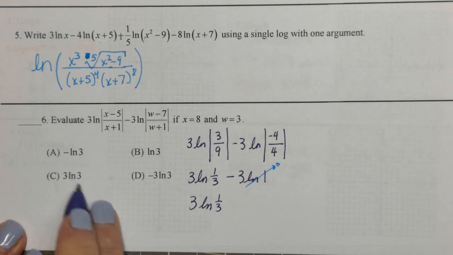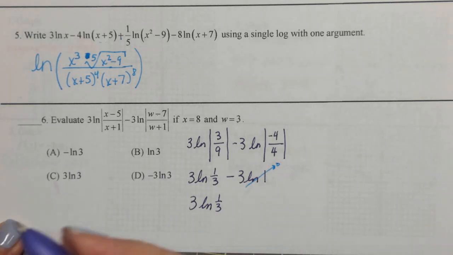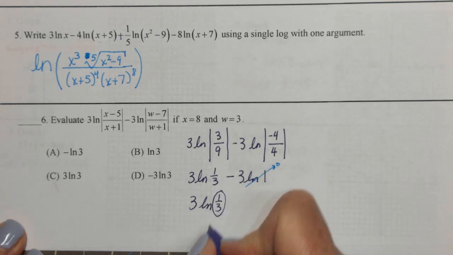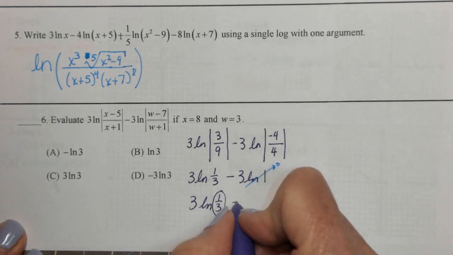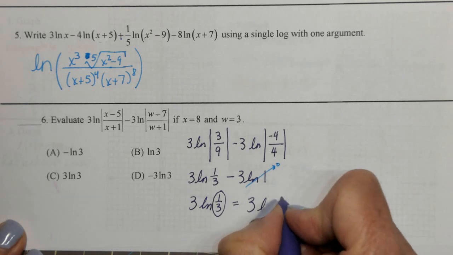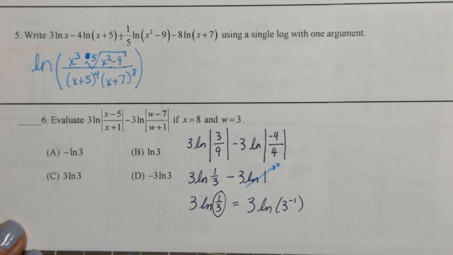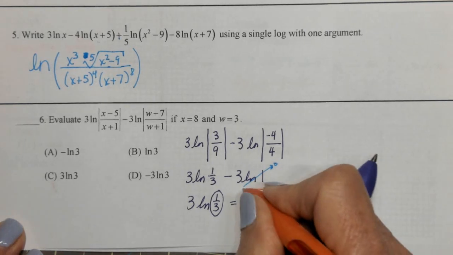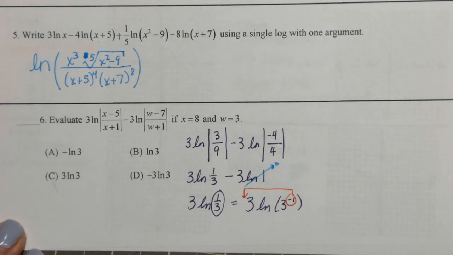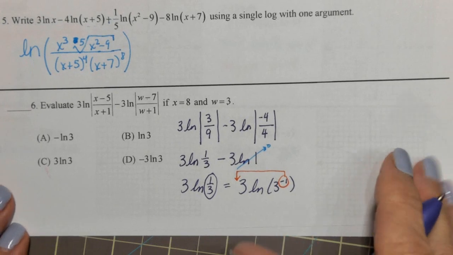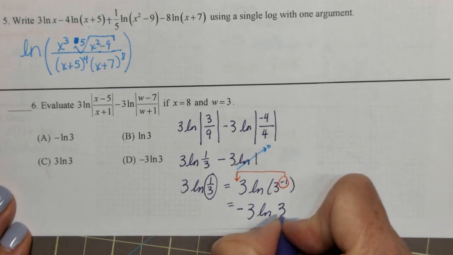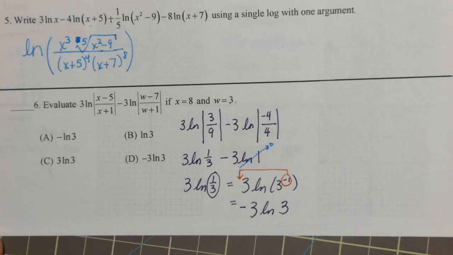And I look over here and that's not there. So what did they do? Well, quite likely they changed 1/3 to 3 to the negative 1. And then they pulled the exponent on the argument and made it part of the coefficient on the log. So negative 3 ln 3. And that is answer choice D.